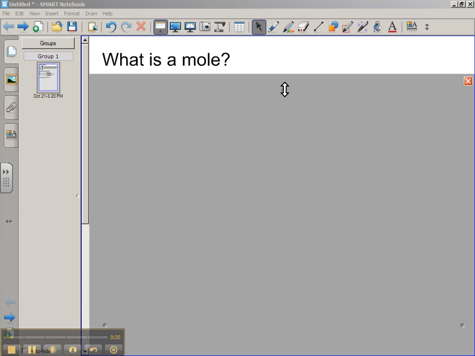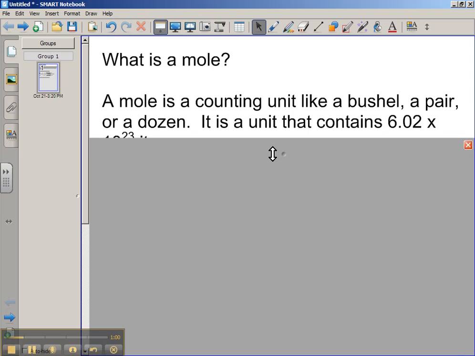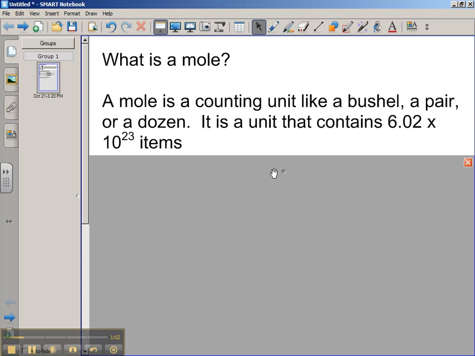If a farmer was selling corn to you, the farmer wouldn't sell individual kernels of corn; they'd sell bushels of corn, because counting the individual kernels would not be a convenient thing; it would be a pain. And a baker might sell bagels to a supermarket in dozens. The chemist measures things in moles because measuring them in actual number of molecules is not a convenient thing. So a mole is just a counting unit, like a bushel, a pair, or a dozen.